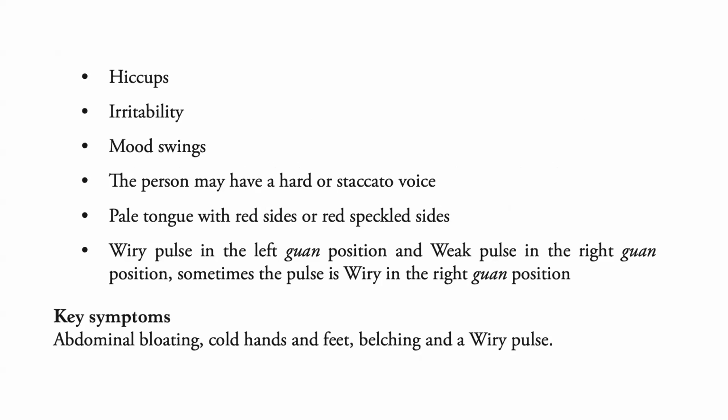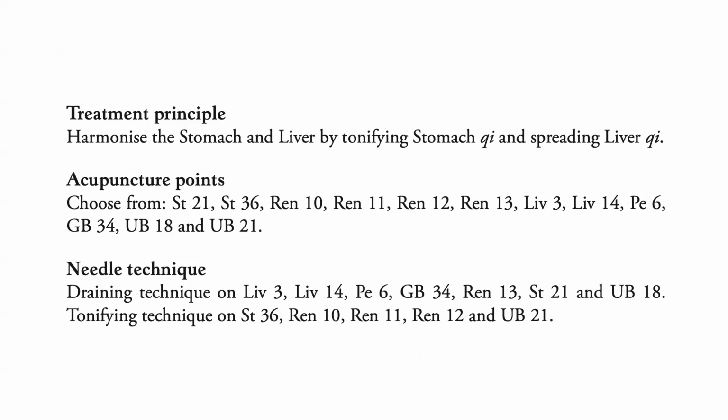The person may have a hard or staccato voice, pale tongue with red sides or red speckled sides, wiry pulse in the left quan position and weak pulse in the right quan position. Sometimes the pulse is wiry in the right quan position. Key symptoms: abdominal bloating, cold hands and feet, belching, and a wiry pulse. Treatment principle: harmonize stomach and liver by tonifying stomach chi and spreading liver chi.